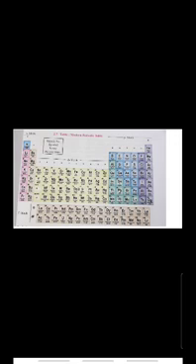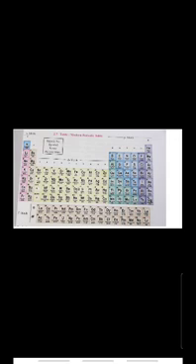Apart from these 7 rows, 2 rows are shown separately at the bottom of the periodic table. These are called the lanthanide series and actinide series respectively. There are 118 boxes in the periodic table, including the 2 series. It means that there are 118 places for elements in the modern periodic table.